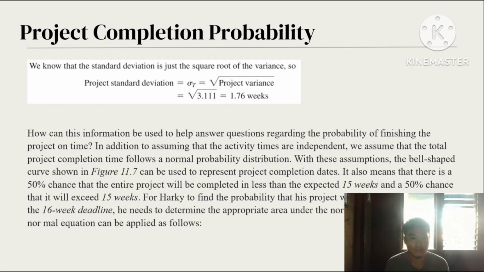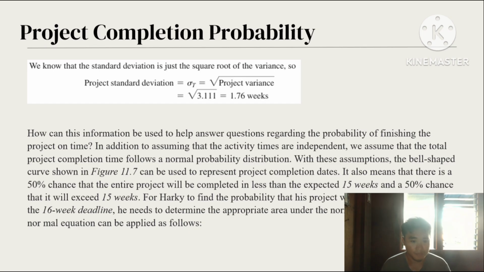So we know that the standard deviation is just the square root of the variance. So project standard deviation is equal to the square root of project variance. We have a project variance of 3.111. So the square root of that gives us a project standard deviation of 1.76 weeks.